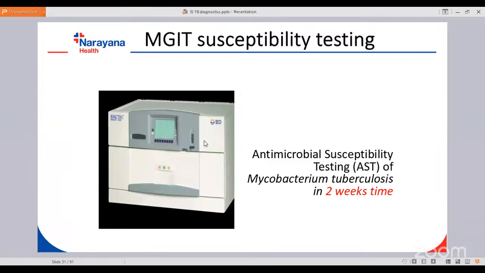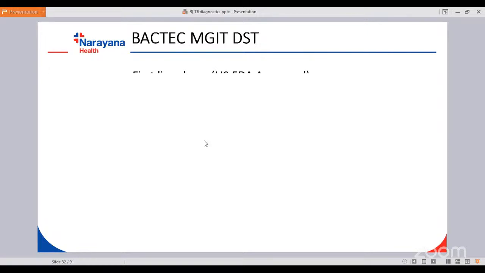So the MGIT machine by BD comes to our rescue even for antimicrobial susceptibilities. It does these in 2 weeks' time. What is basically done is that you take the tube, put organisms in it, add the antibiotic, and allow the drug and the Mycobacterium tuberculosis to interact. If the antimicrobial has worked, there will be loss of turbidity and clearing of the tube. That will indicate susceptibility. But if there is turbidity, then the organism will multiply and show resistance. I will show you what I mean.